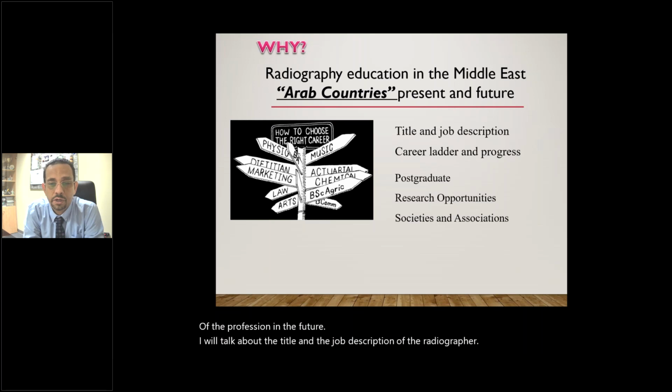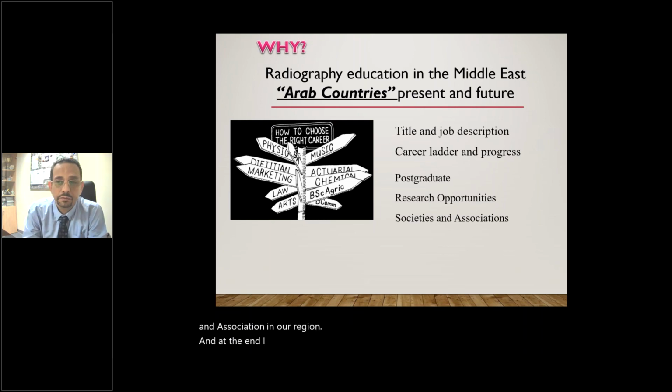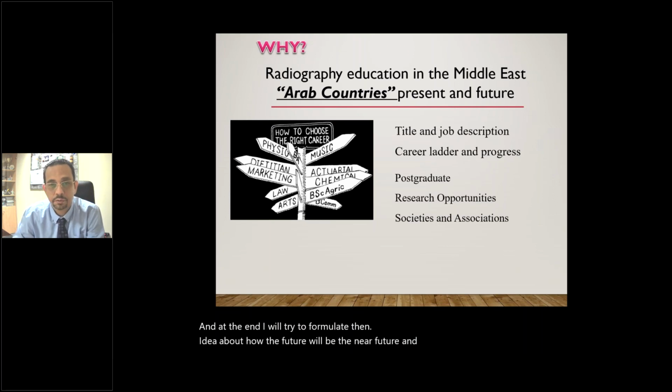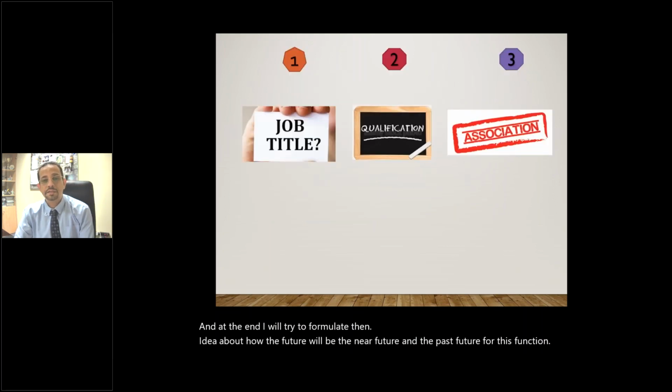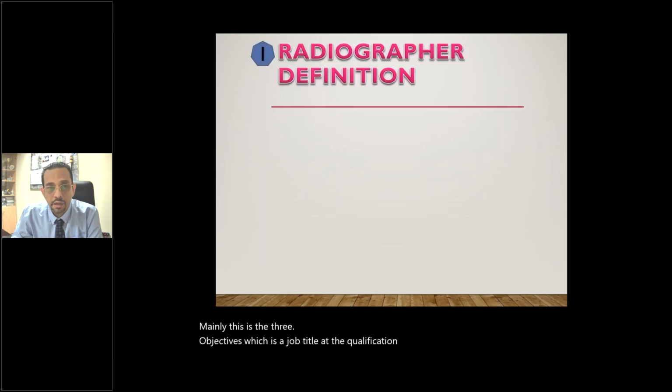I will also talk about the career ladder and progress. And I will talk about postgraduate research opportunities and the importance of societies and associations in our region. At the end, I will try to formulate some ideas about how the future will be, the near future and the far future, for this profession. Mainly, these are the three objectives: the job title, the qualification, and the association. I'll try to link all of them together at the end.